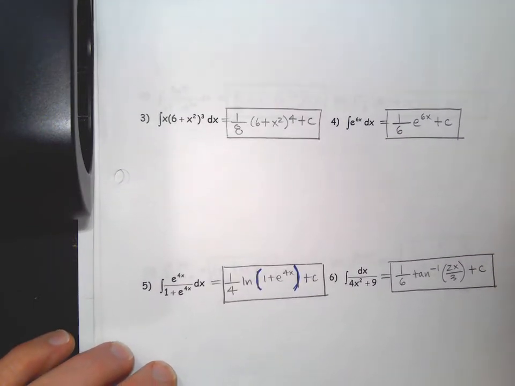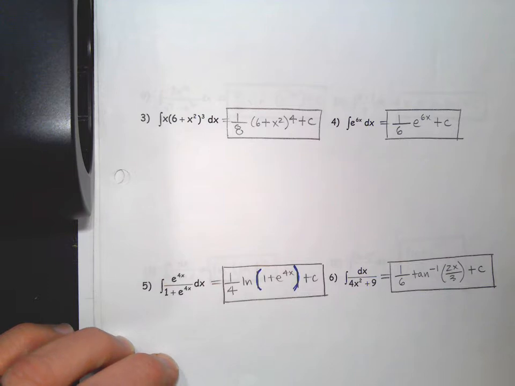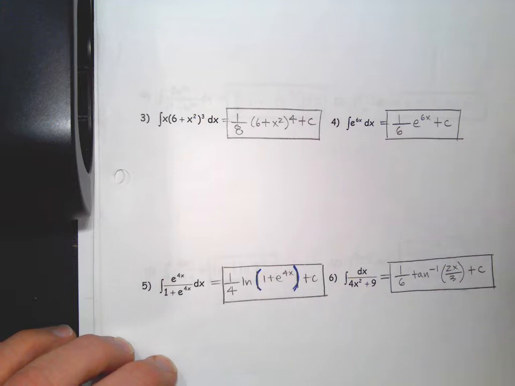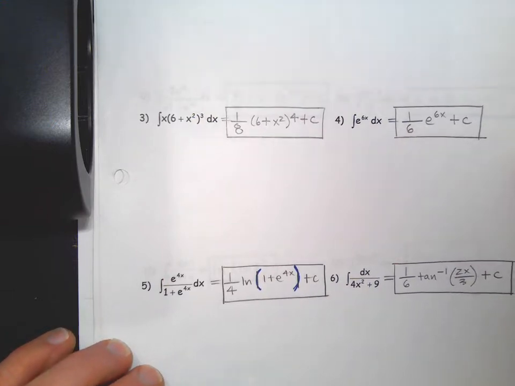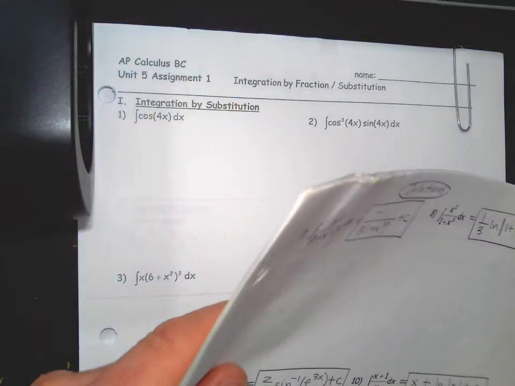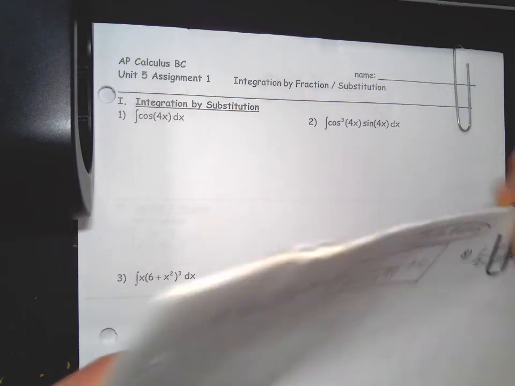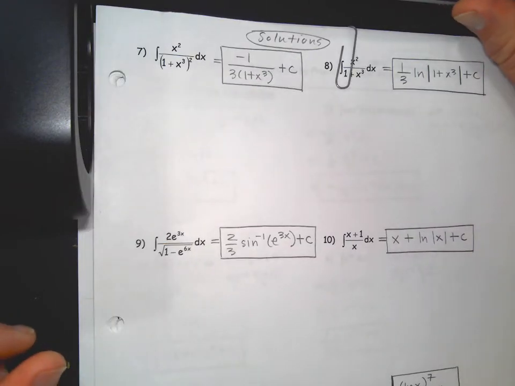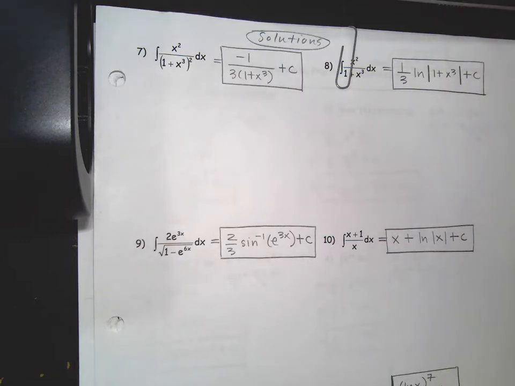Number 5, I don't know if I corrected that online, but it shouldn't have absolute values for the final answer. It should be in your work. So there's that page. And here's the next page. So here are the answers on the next page.